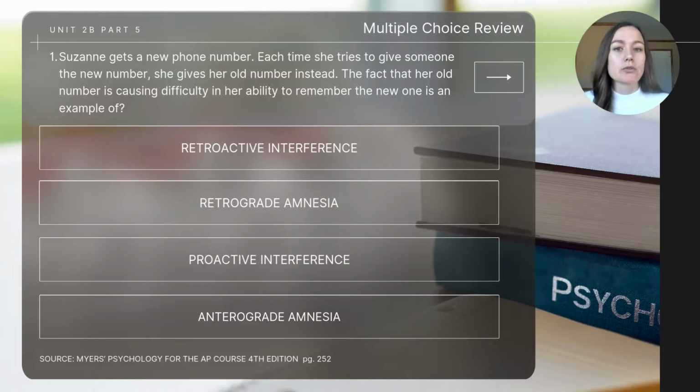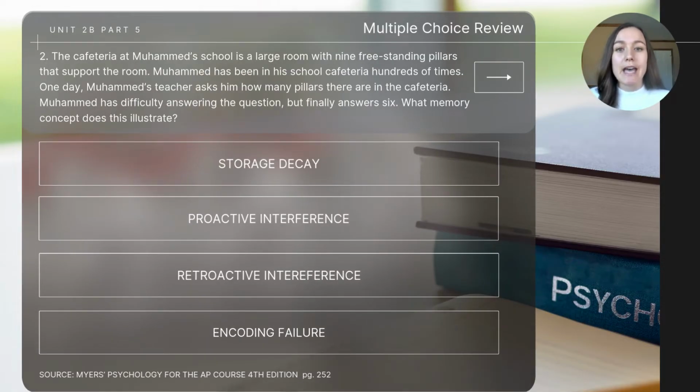Question number 1 says, Suzanne gets a new phone number. Each time she tries to give someone the new number, she gives her old number instead. The fact that her old number is causing difficulty in her ability to remember the new one is an example of what? Question number 2 says the cafeteria at Muhammad's school is a large room with 9 freestanding pillars that support the room.